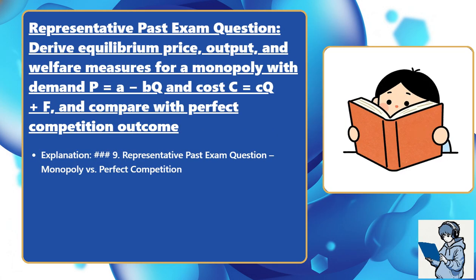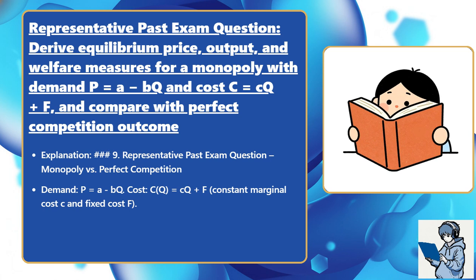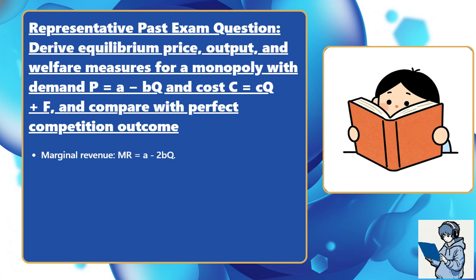Explanation 9: representative past exam question. Monopoly versus perfect competition. Demand: price equals a minus BQ. Cost: C(Q) equals cQ plus F, where c is constant marginal cost and F is fixed cost. Section a, monopoly equilibrium. Total revenue, TR, equals (a minus BQ) times Q, which simplifies to aQ minus BQ squared. Marginal revenue, MR, equals a minus 2BQ. Set marginal revenue equal to marginal cost c, so a minus 2BQ_M equals c, and solving gives Q_M equals (a minus c) divided by 2B.